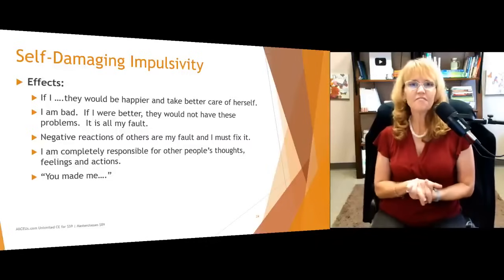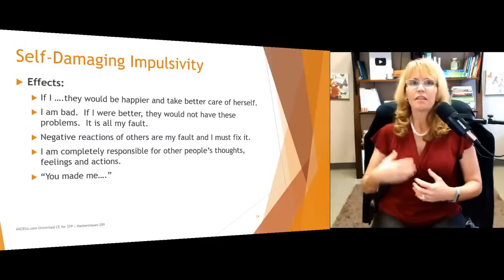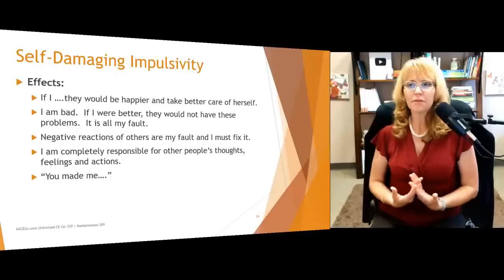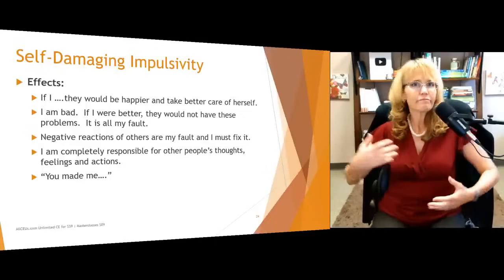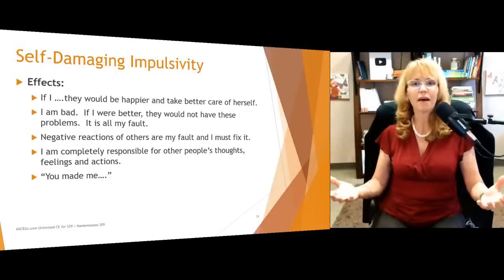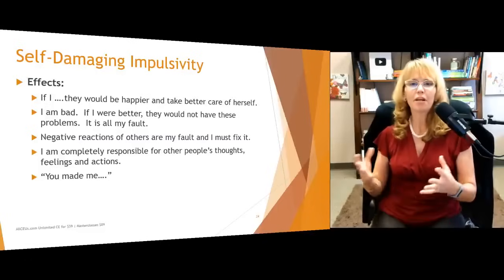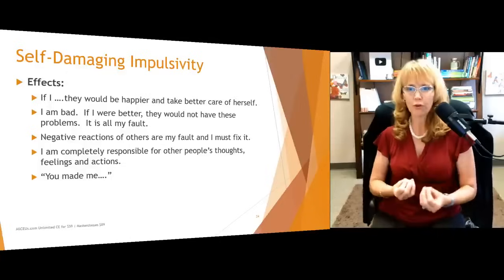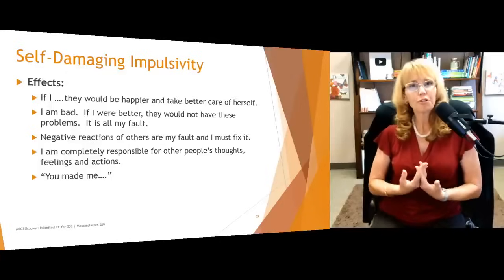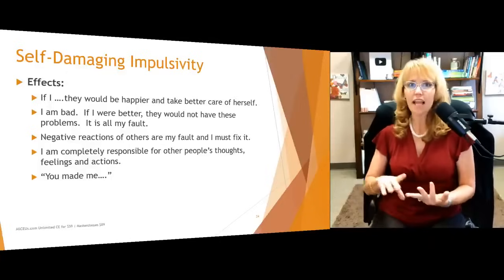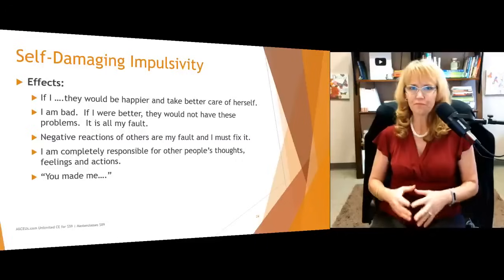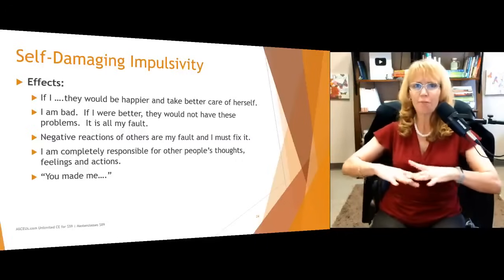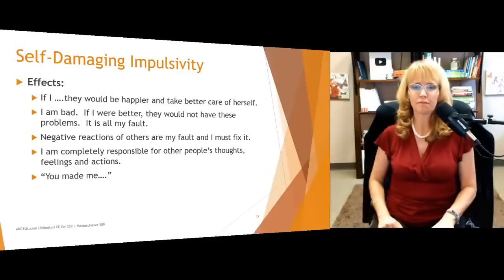The effects of self-damaging impulsivity. The significant others start blaming themselves and thinking, if I were a better significant other, they would be happier and take better care of themselves. Their self-esteem starts becoming eroded. They start taking on the responsibility for the thoughts and feelings of other people. So we start seeing the boundaries just crumble.